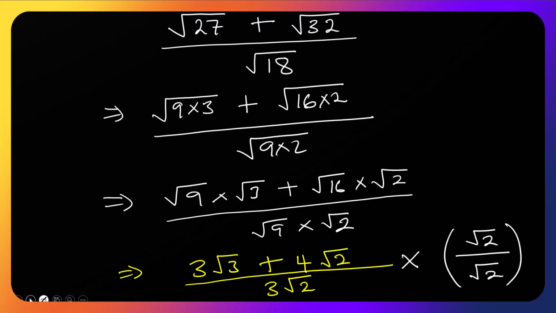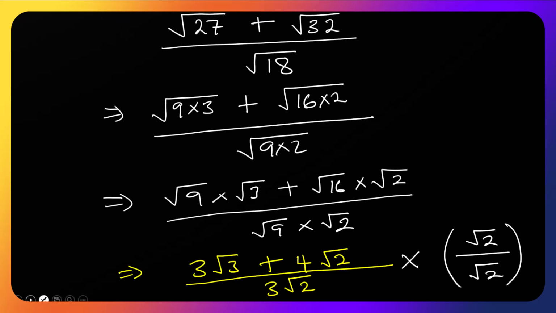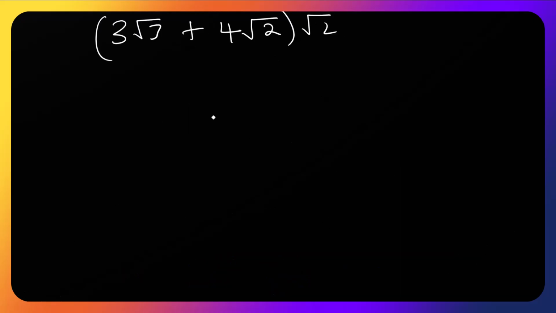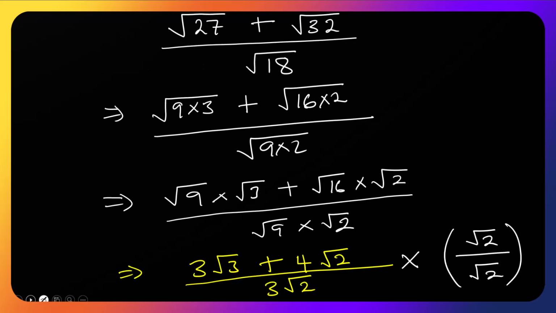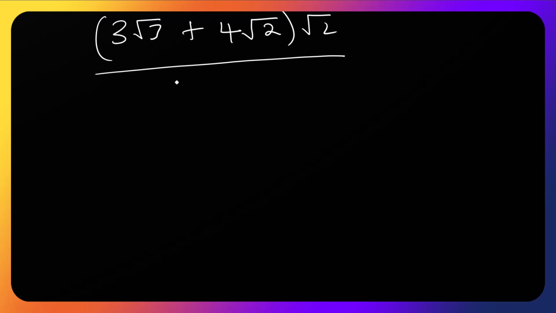Okay, 3 with 3 plus 4 with 2 times with 2, okay, and the down one will be 3 with 2 times with 2. So we have this.